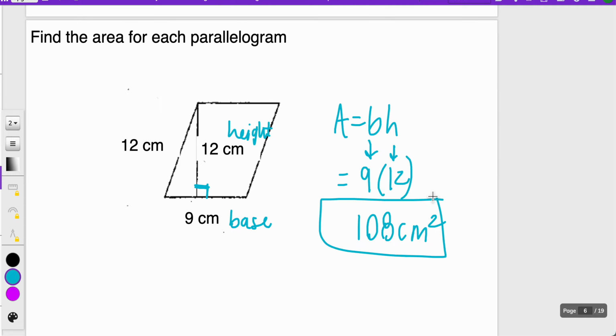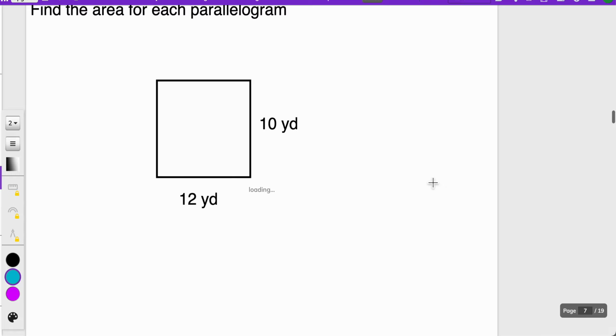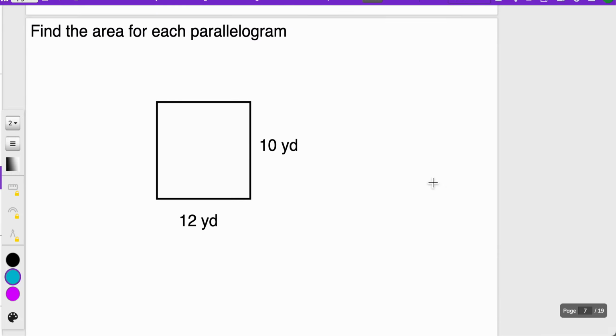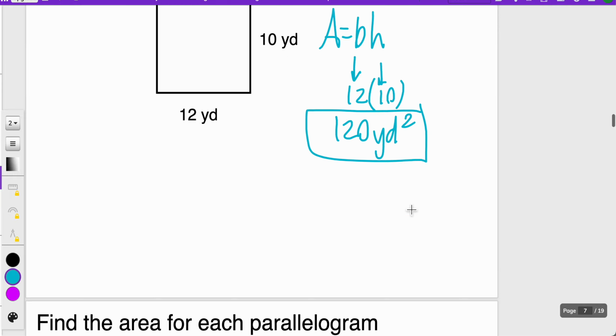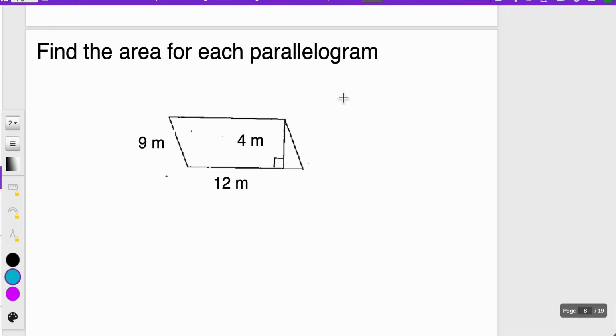As we go through these examples, I'm going to give you a few moments to pause the video right here, try it on your own, and when you're ready to check, click play. All right, base times height. Base is my 12, height is my 10, so I'm multiplying those. I'm going to get 120 yards squared for this area. Again, pause it if you'd like to.